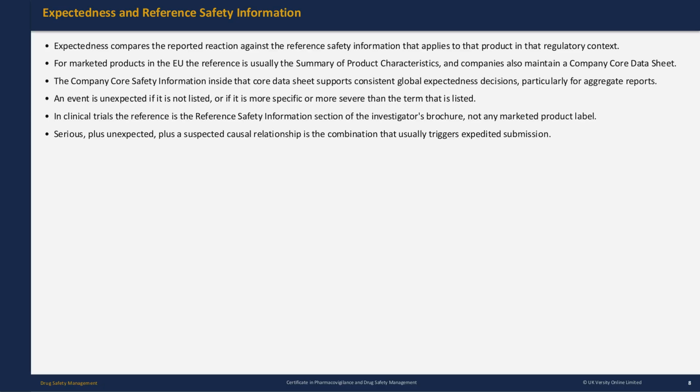completed. Expectedness and reference safety information. Expectedness compares the reported reaction against the reference safety information that applies to that product in that regulatory context. For marketed products in the EU, the reference is usually the summary of product characteristics, and companies also maintain a company core data sheet. The company core safety information inside that core data sheet supports consistent global expectedness decisions, particularly for aggregate reports. An event is unexpected if it is not listed, or if it is more specific or more severe than the term that is listed.